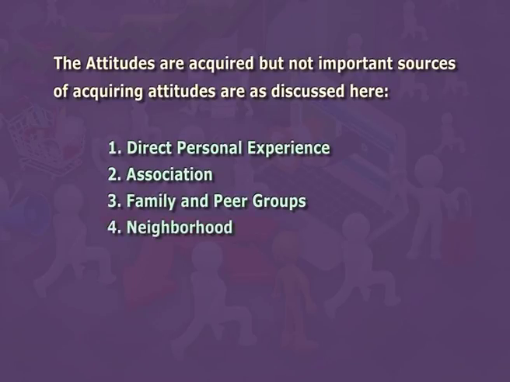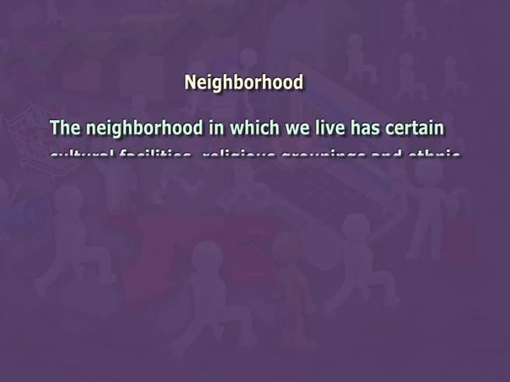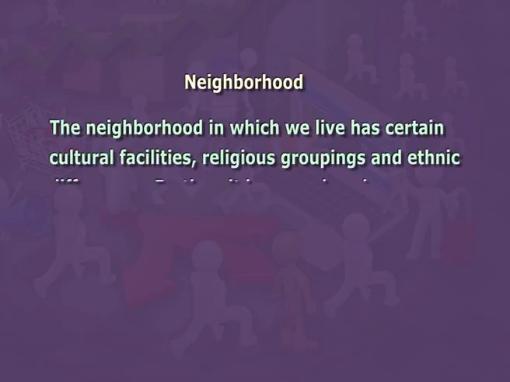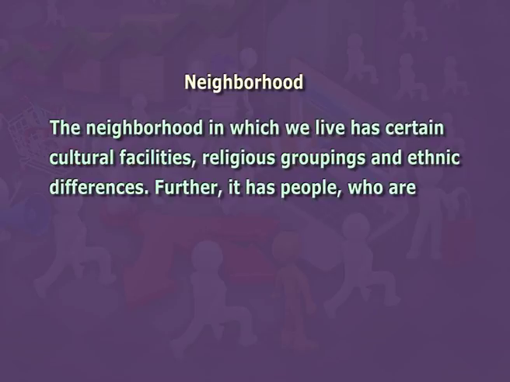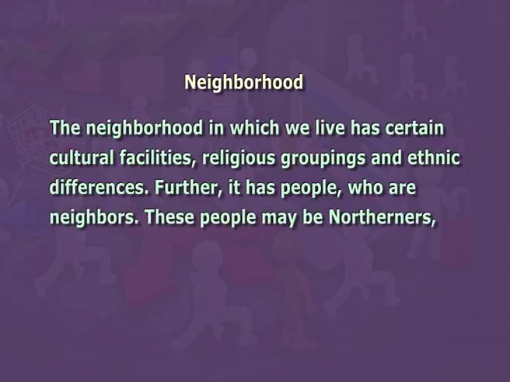Fourthly, neighborhood. The neighborhood in which we live has certain cultural facilities, religious groupings, and ethnic differences. Further, it has people who are neighbors. These people may be northerners, southerners, etc. The people belonging to different cultures have different attitudes and behaviors. Some of these we accept and some of these we deny and possibly rebel. The conformity or rebellion in some respects is the evidence of the attitudes we hold.